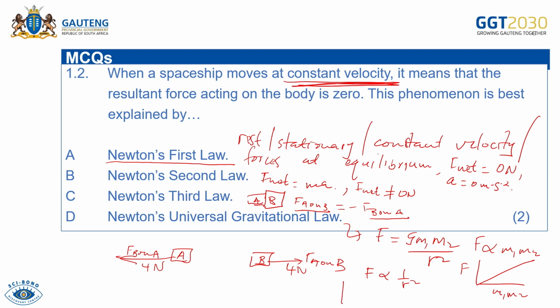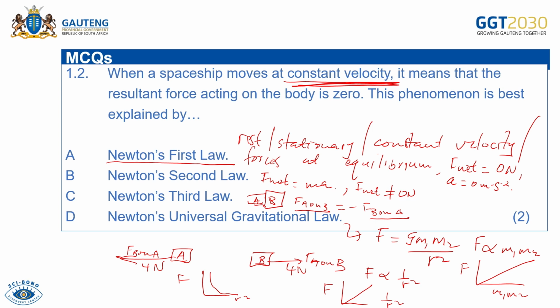Then F is inversely proportional to the square of the distance between their centers. What is the relationship between F and 1 over r squared? It is directly proportional. But what about F and r squared, or r? The relationship will be inversely proportional. So these are some of the things that you need to look at when we are busy with the multiple choice questions. Some questions will come from what we have just done here.